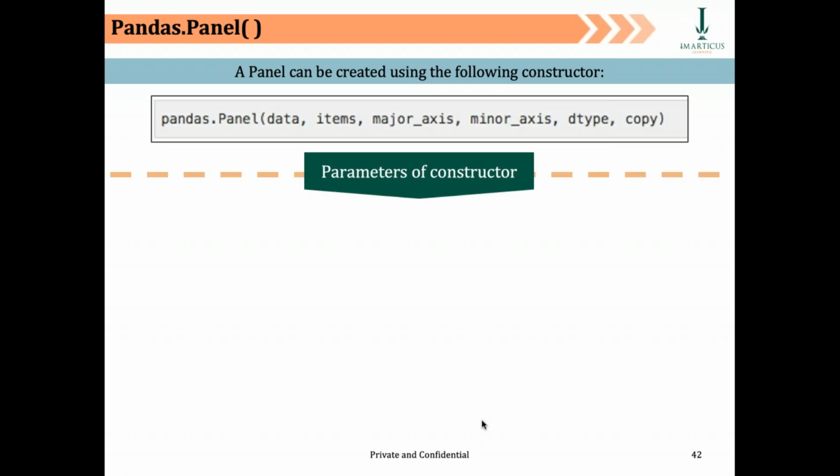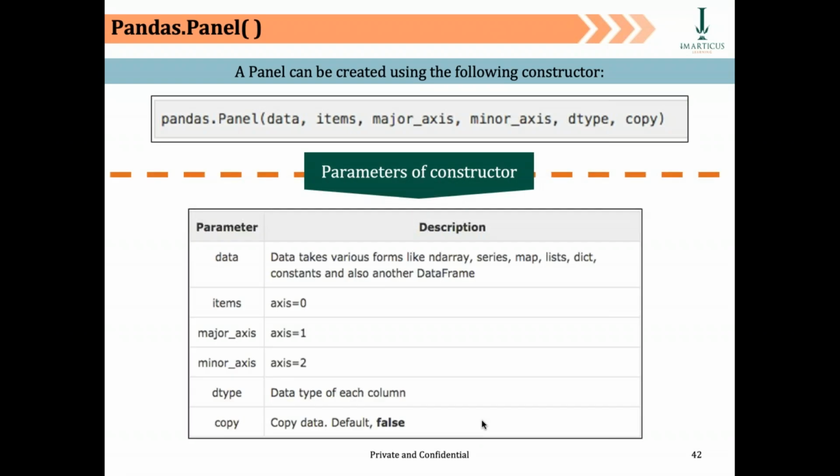For example, first, these are the parameters of it. So panel data can be created using the following constructor, like pandas.Panel, then the data, then items, then major axis, minor axis, dtype, and copy.